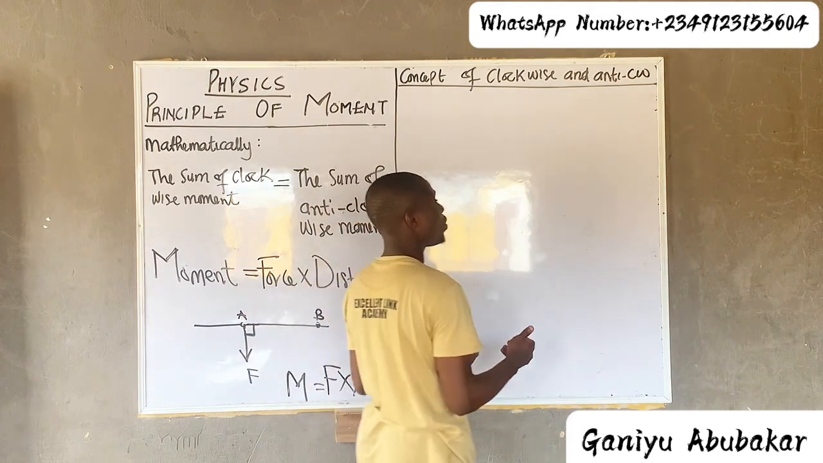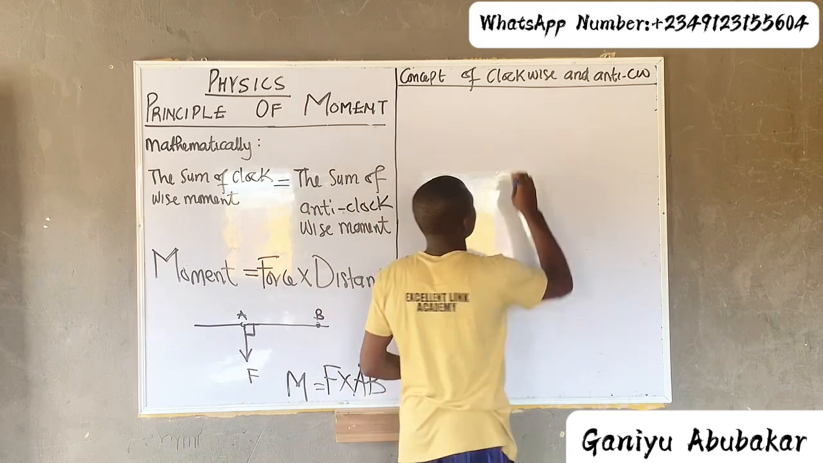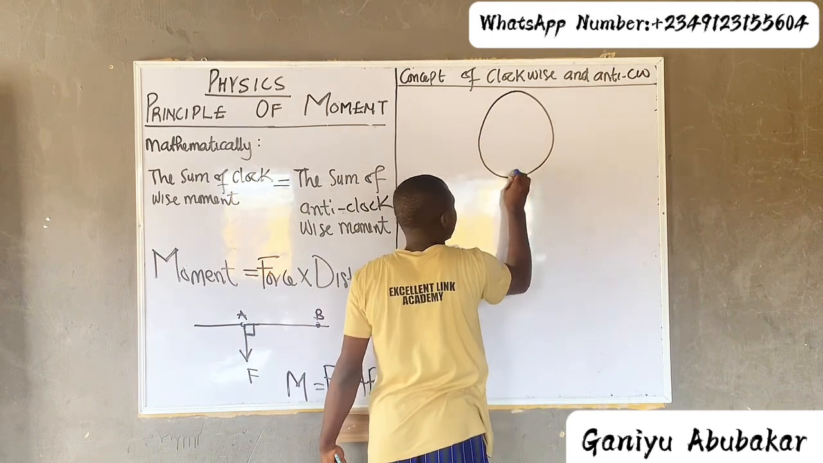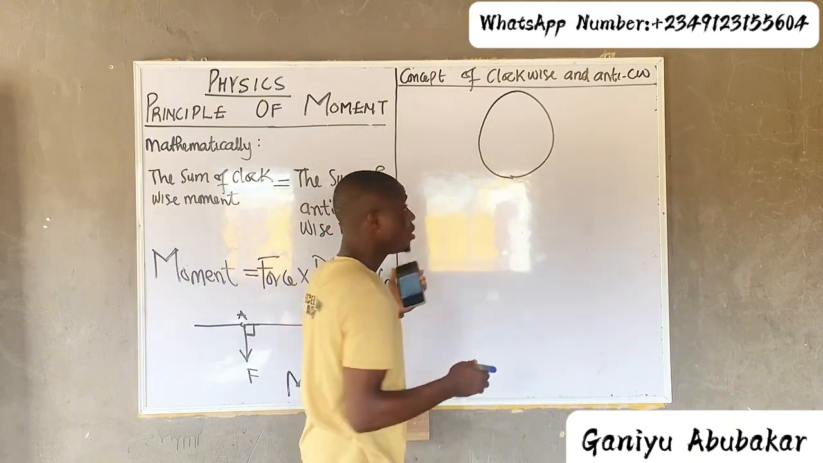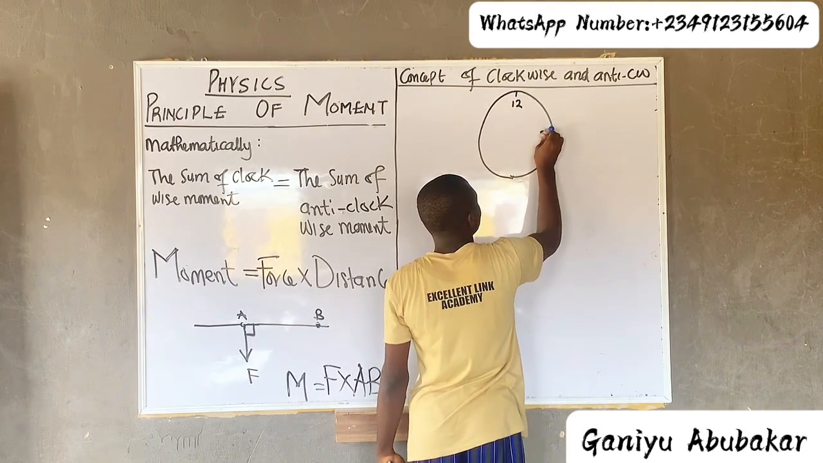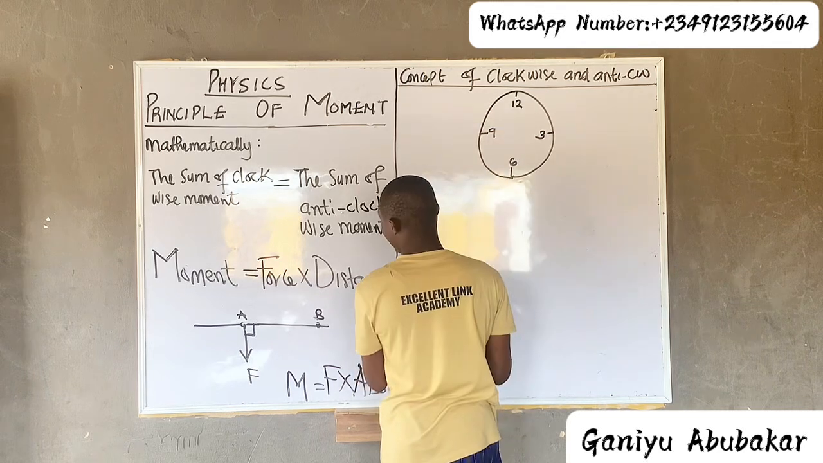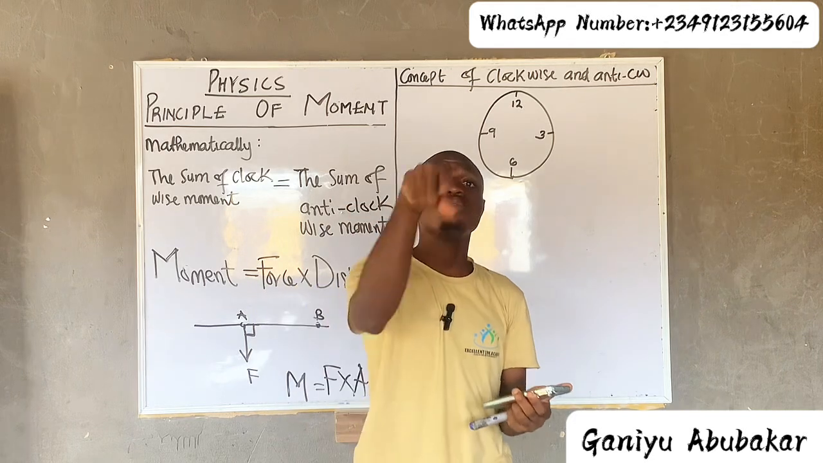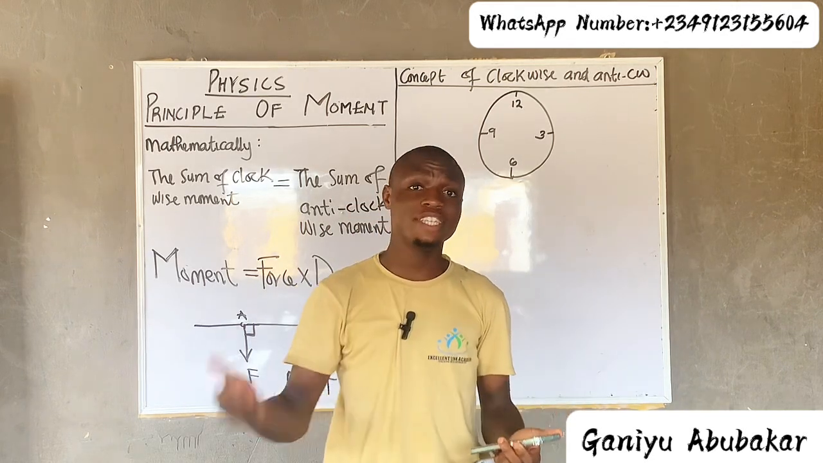Let's say I have to explain clockwise and anti-clockwise. Let's say I have a wall clock this way. For a wall clock in general, I expect I should have numbers there, right? So let's say I have my 12 as usual. Here is 3, here is 6, and here is 9. So this is my wall clock here. The direction to which your arrow moves determines if it's clockwise or anti-clockwise.